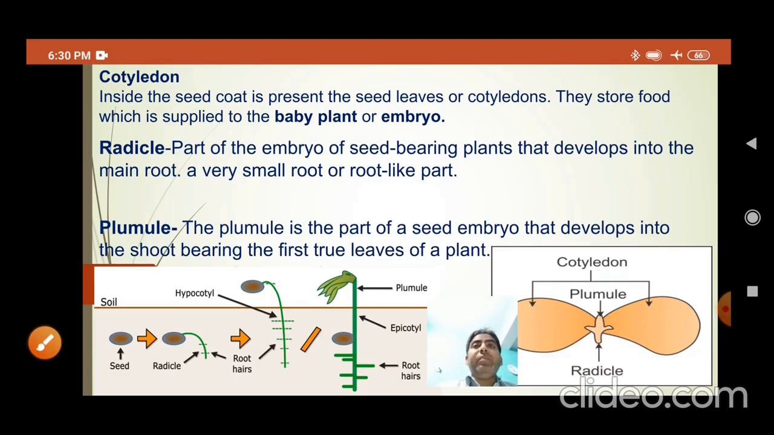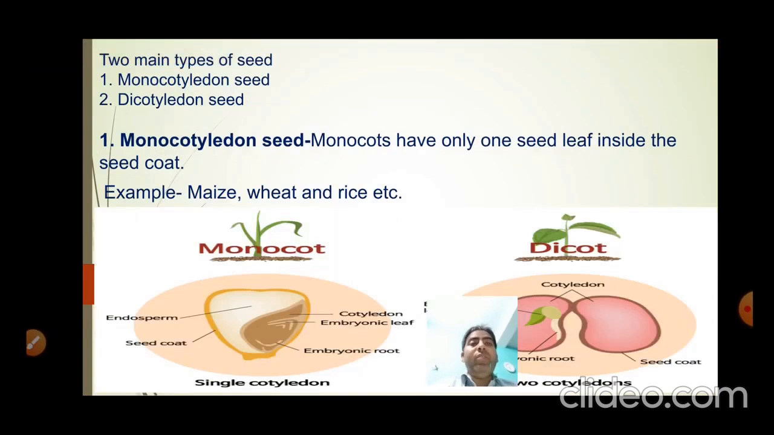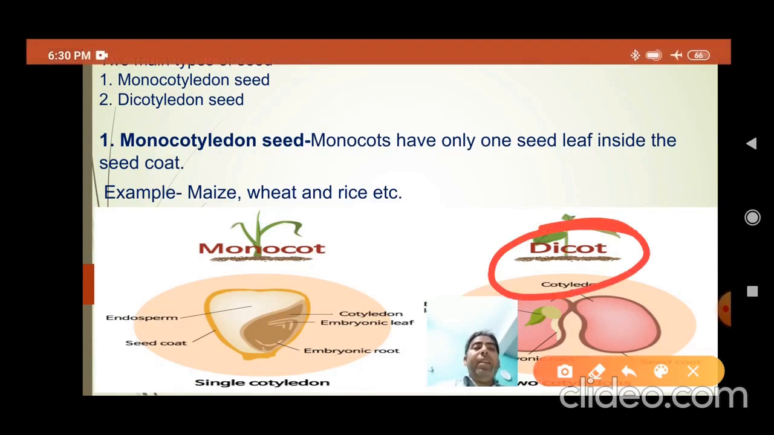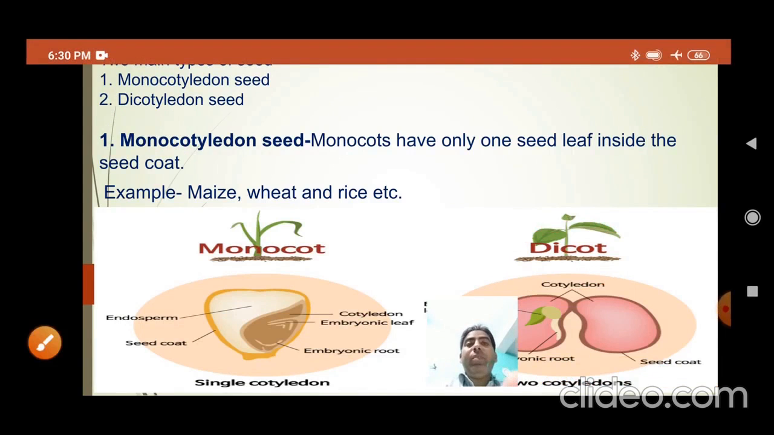Now we are going to discuss the two main types of seed. Some seeds of some plants like gram, beans, maize have seed leaves. We will discuss the dicot later. Now first we will see about the monocot.